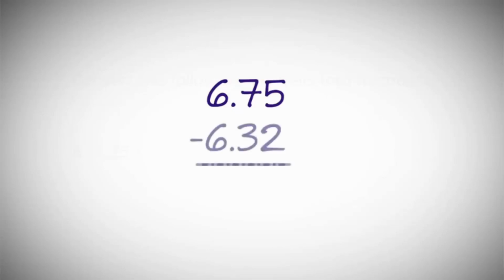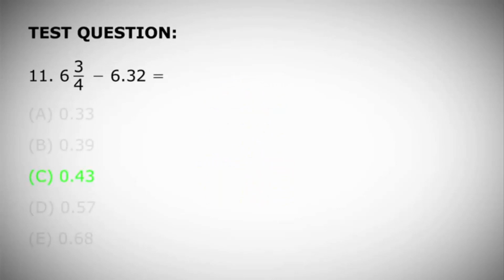Subtract 6.32. All you need to be careful of here is that you line up your decimal points and then subtract column by column. 5 minus 2 is 3. 7 minus 3 is 4. Drop down your decimal point. 6 minus 6 is 0. Our correct answer is 0.43, or answer choice.